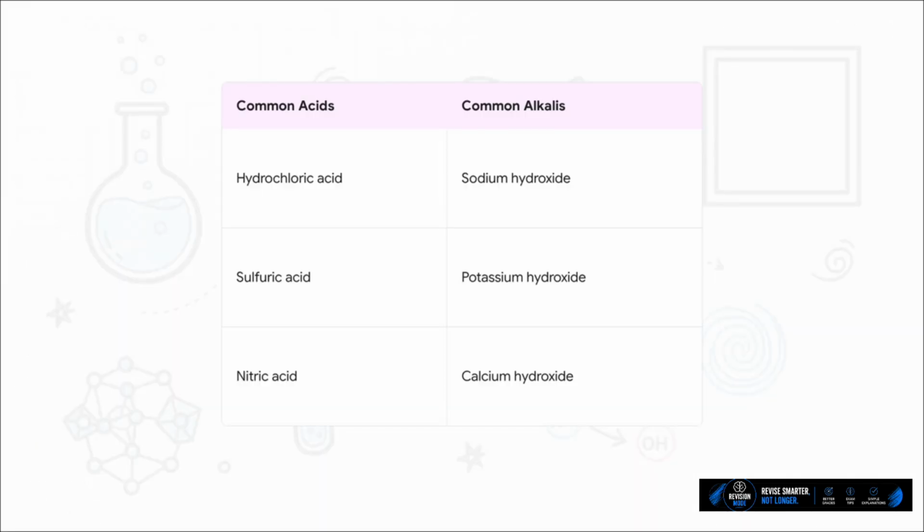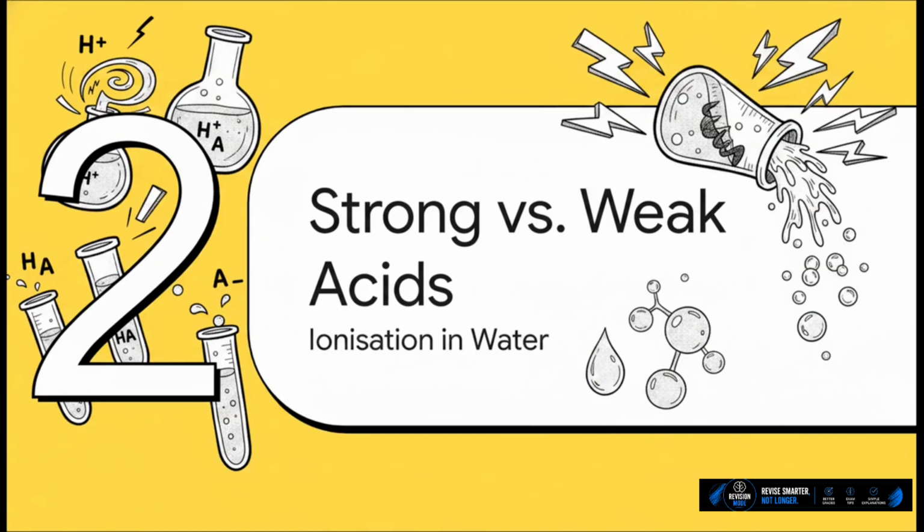To ground this in reality, let's look at some everyday examples you'll definitely encounter. For our common acids, we've got hydrochloric acid, sulfuric acid, and nitric acid. Over on the alkali side, we see sodium hydroxide, potassium hydroxide, and calcium hydroxide. Notice a pattern there? Those hydroxide names are a massive, neon-flashing clue about the hydroxide ions we just learned they produce.